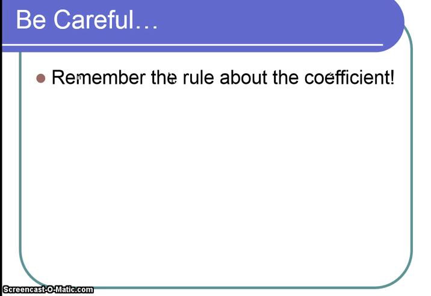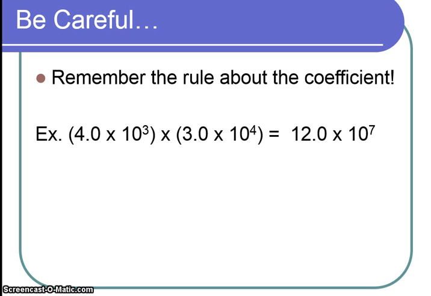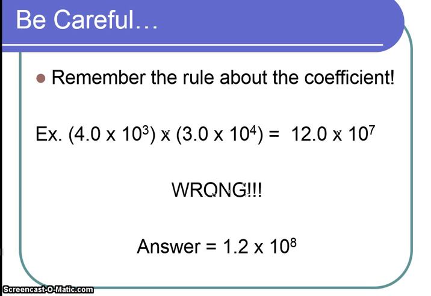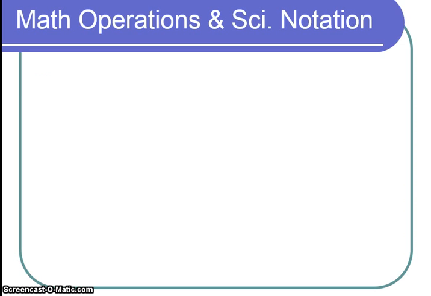Be careful. Remember the rule for the coefficient. In this case, when I multiply 4 times 3, it gives me 12. When I add my exponents, I get 7. But we know with scientific notation, our coefficient cannot be 12. So we have to move this decimal to get this number between 1 and 9.9. So you have to move that decimal 1 to the left and increase your exponent. 1.2 times 10 to the 8th.